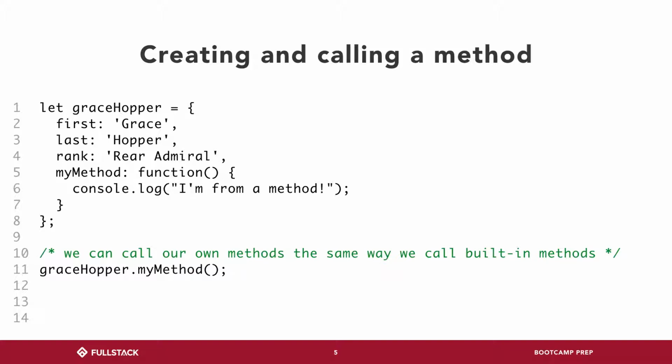And it's the same idea of this order of operations. Before we even come over to this, first we're going to look for a property called myMethod. And JavaScript is going to find it inside and basically plug this function in over here, which means that we can now invoke it. And in this case, when we invoke it, all it does is log to the console, I'm from a method. Does that make sense?